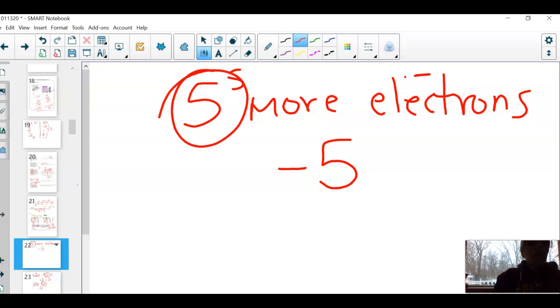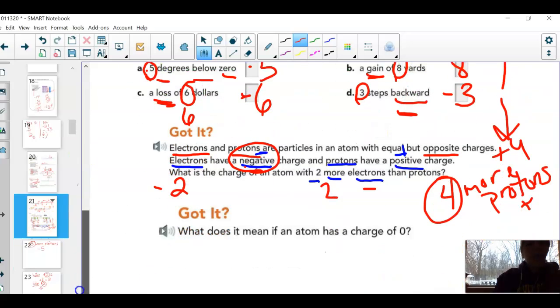Okay, so check your work. Write what you think for this one. What does it mean if an atom has a charge of 0? So if it had 2 more electrons, it would be -2. If it had 2 more protons, it'd be +2. But what does it mean if an atom has a charge of 0? Okay, write what you think.